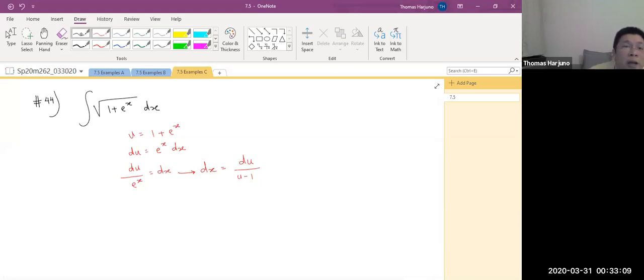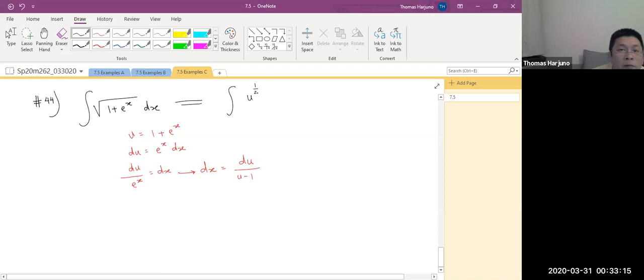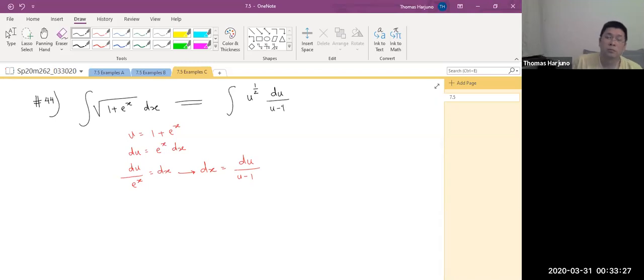Okay, now then I put it back. This is equal to integral of u to the power of 1 half du over u minus 1. Now then, how to do it from here? Any idea?